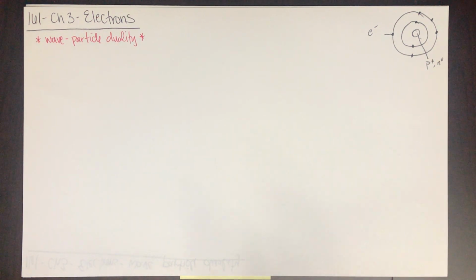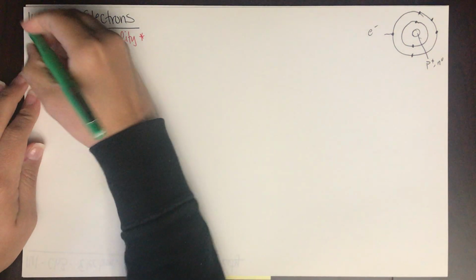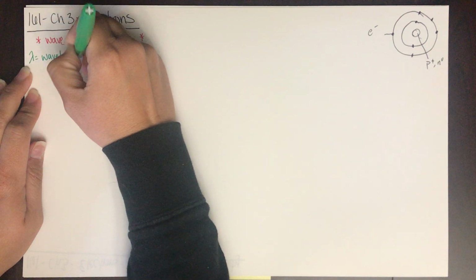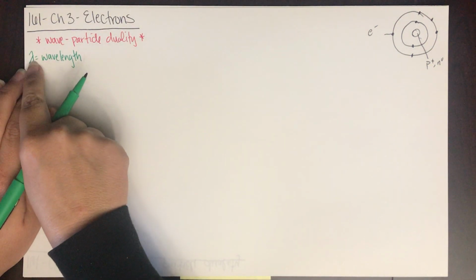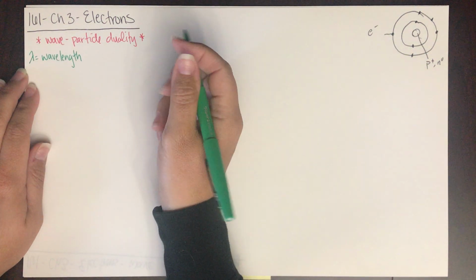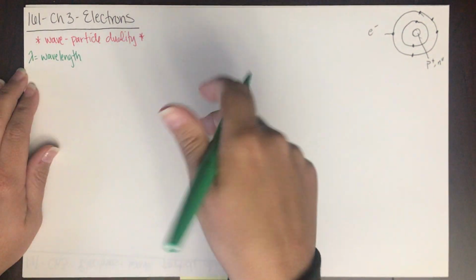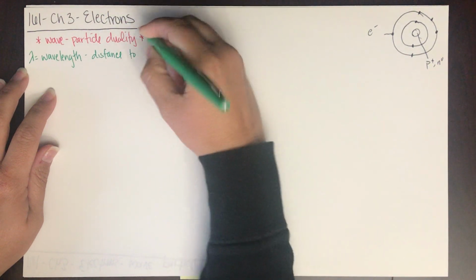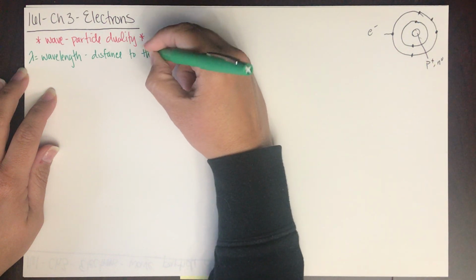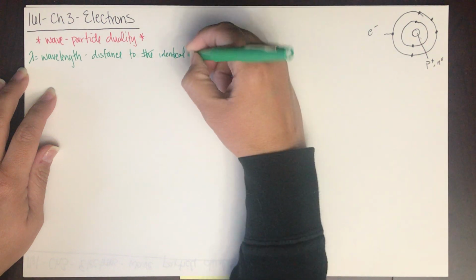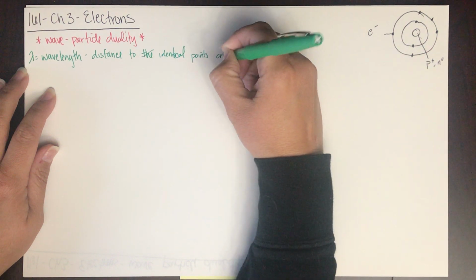When we're talking about waves, there are two important characteristics of waves that we need to be familiar with. The first is wavelength, and wavelength has this symbol here, this lambda. A wavelength is a distance to identical points on adjacent waves.